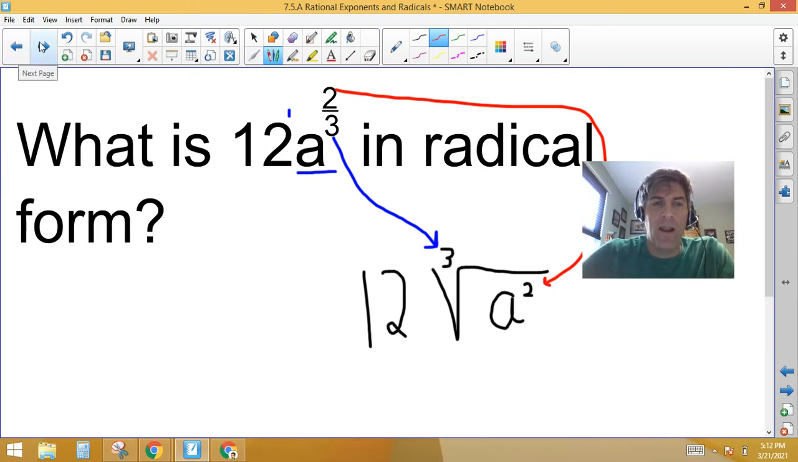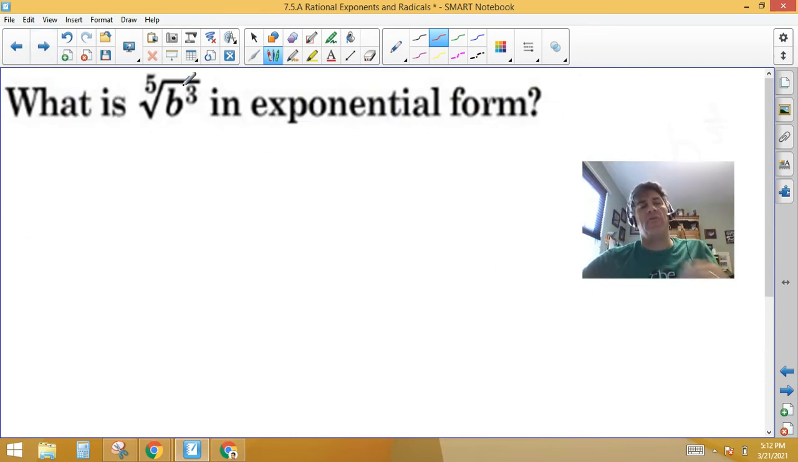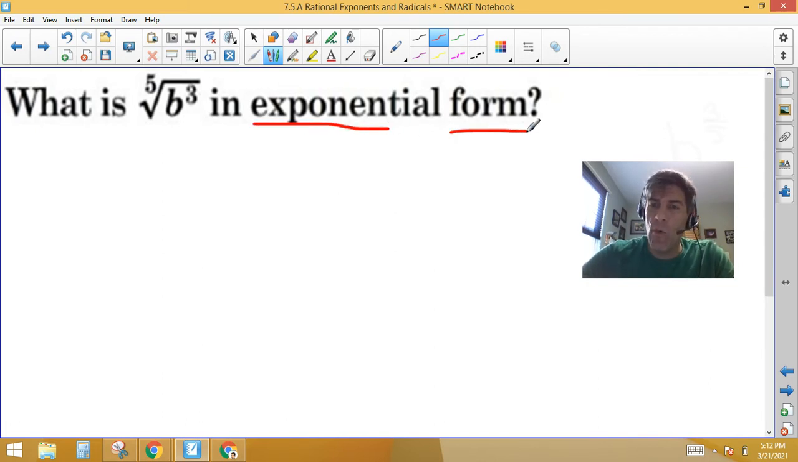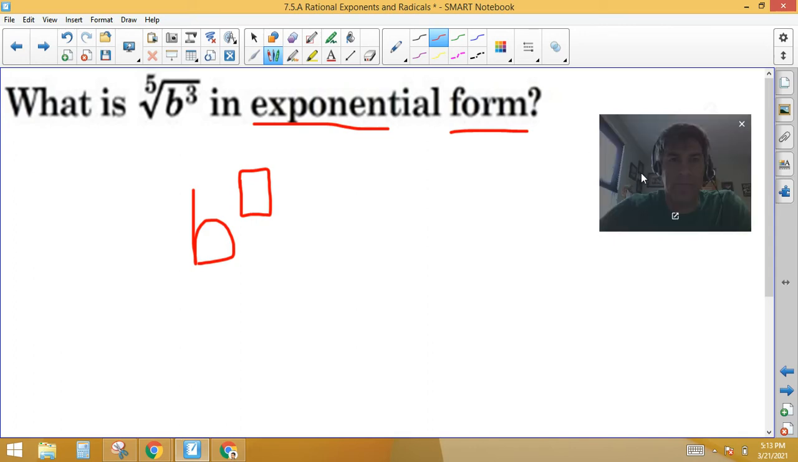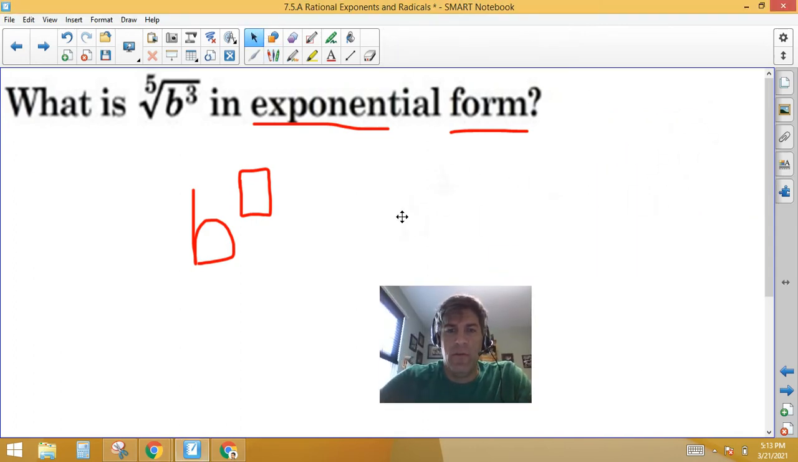Let's reverse our thinking here. What if I give you this radical form, and I want it in exponential form? What do you think we do here? Well, my radicand is B, so that would be my base. I'll give you that start. Now, what would the exponent be for this one? Hope you said 3/5. The 5 is the index, which is the denominator of my fraction, and the exponent on that B is the numerator, which is 3. So B to the 3/5 is the same thing as the fifth root of B cubed.